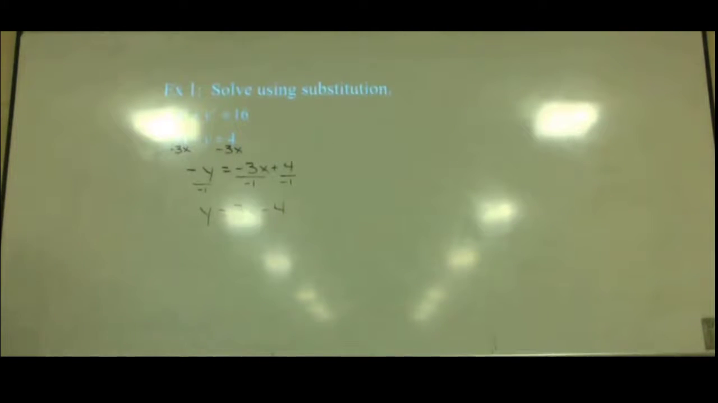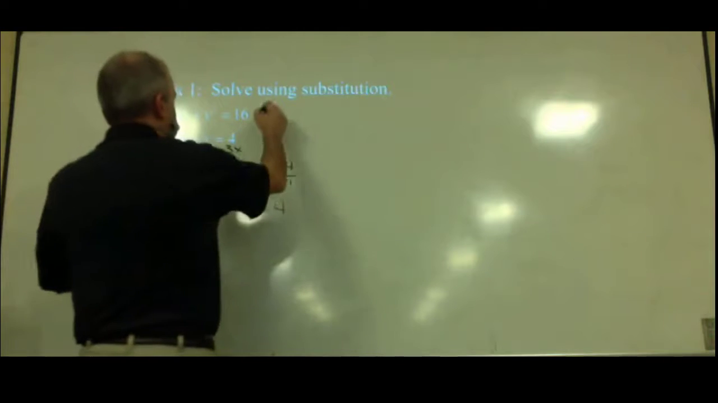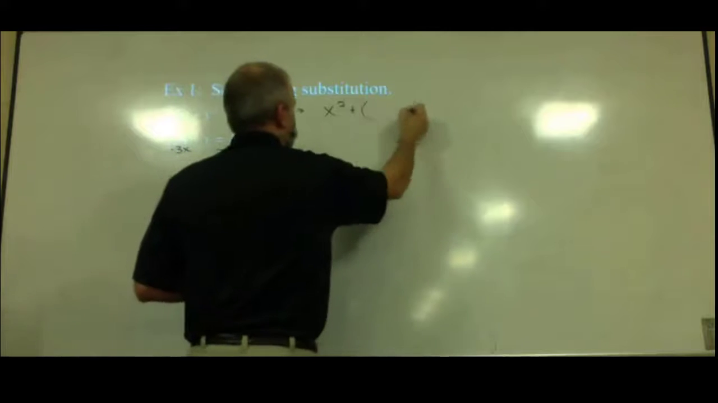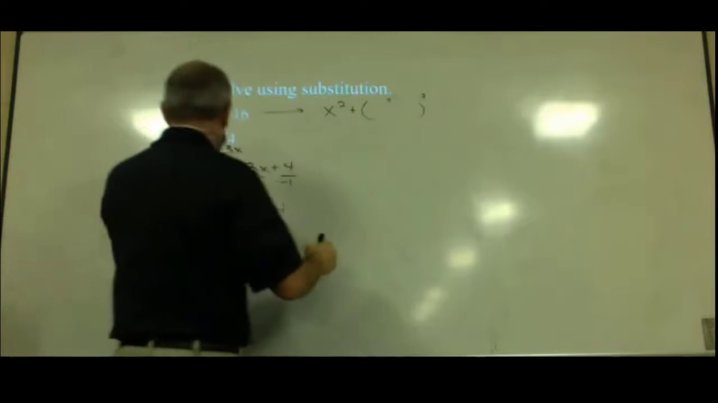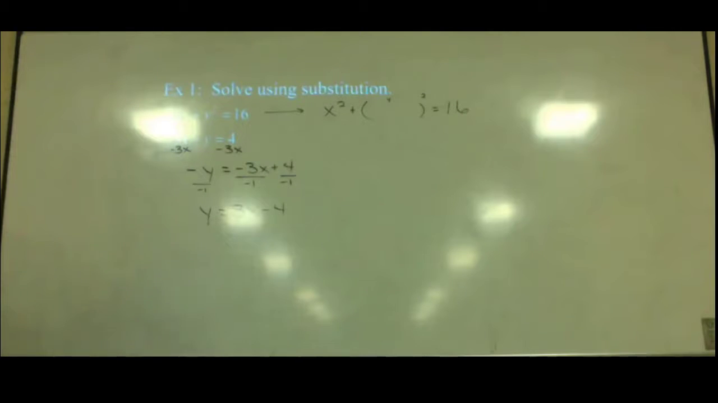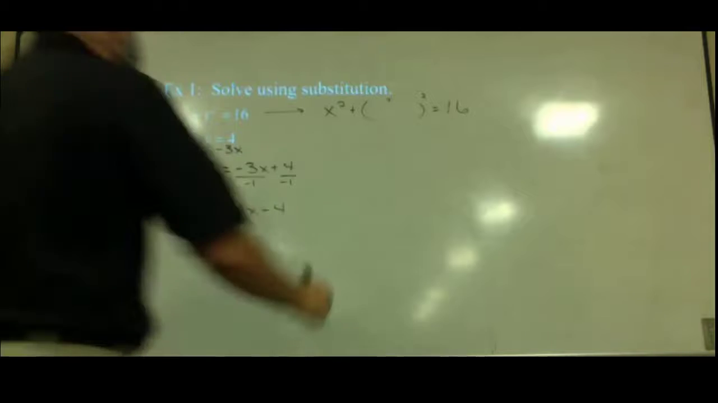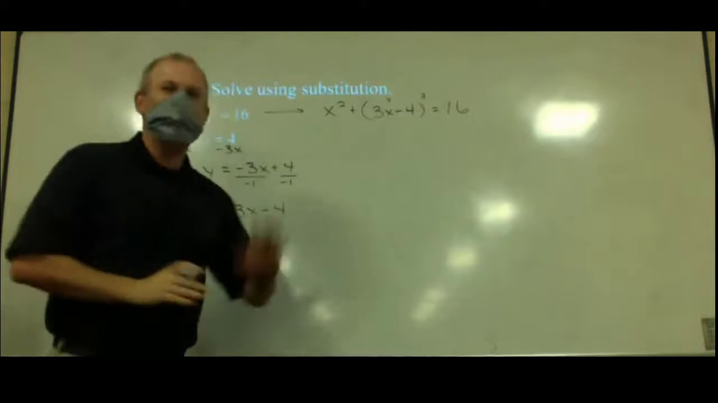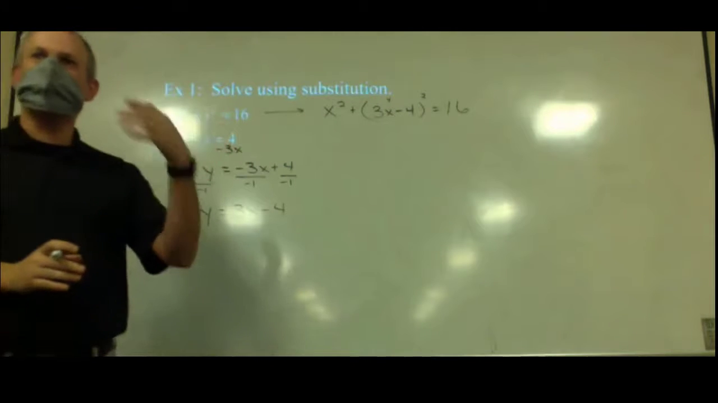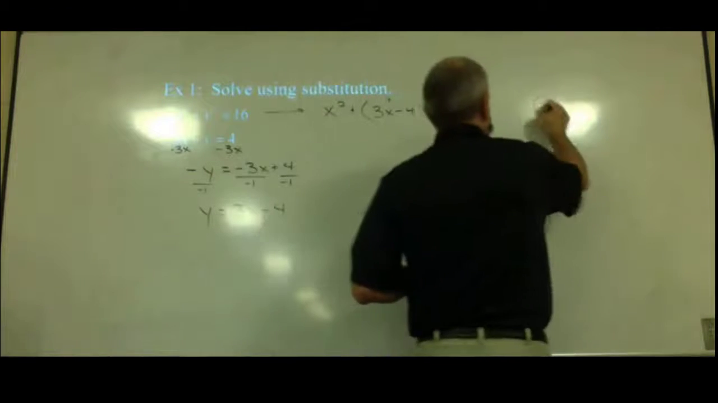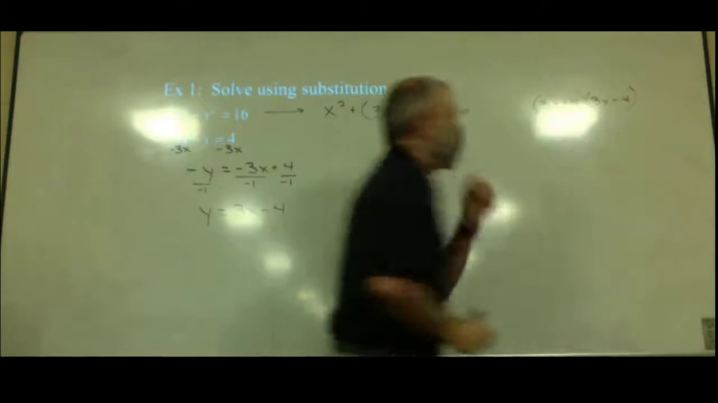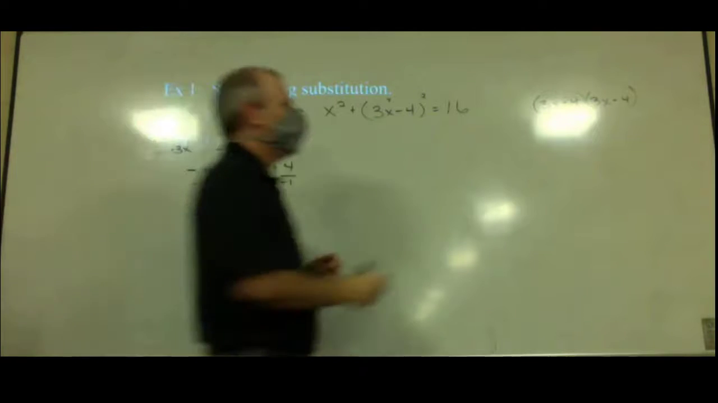Now, once we get to that point, we're going to substitute. So we're going to replace the y with this. So we have to go to the other equation. X squared, we're going to leave that alone. This was y squared equals 16. What are we replacing the y with? 3x minus 4. Okay, now I'm going to go over to the side and do this work, because 3x minus 4 squared means we have to multiply 3x minus 4 times 3x minus 4. Does that make sense?